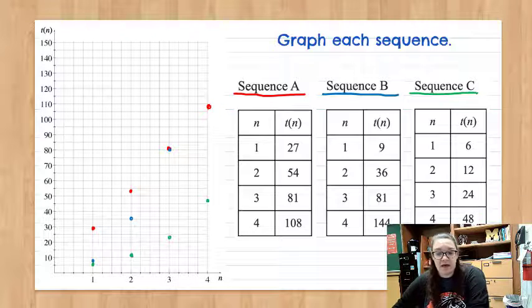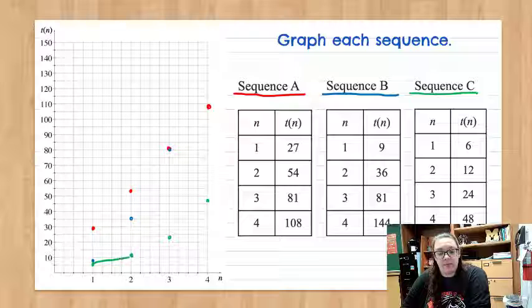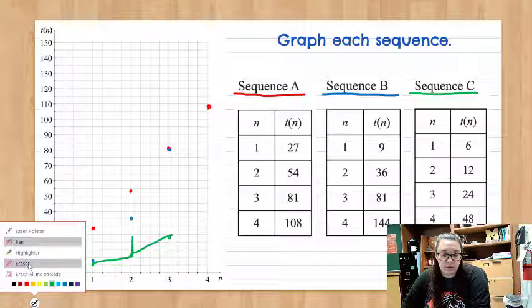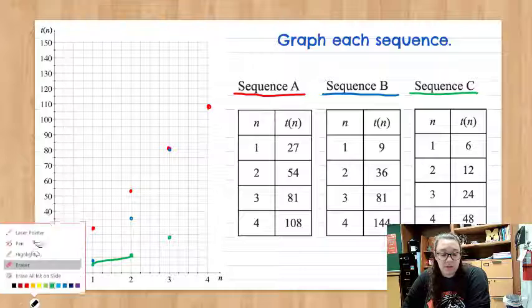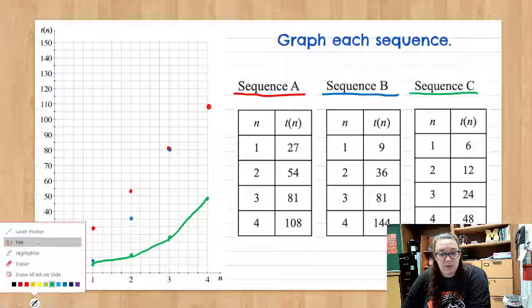All right, here's what we've got. I've done each of them in different colors. So I've got sequence A, B, and C, and I'm actually going to connect the dots here to see what happens. So here's the third one, C. This one, it looks like for sure that it doubled to me each time. And then my last point was up here at 48. There it is. Up to 48. So there's sequence C.